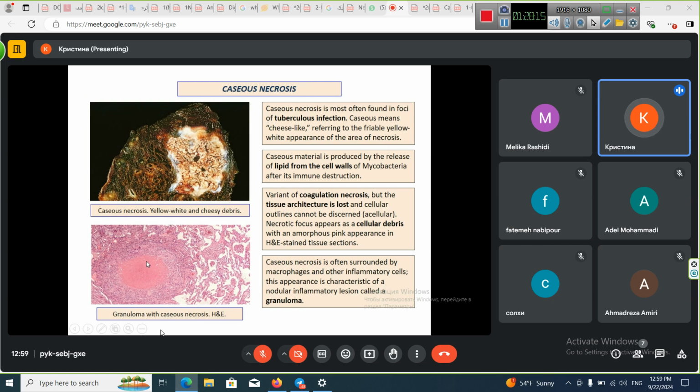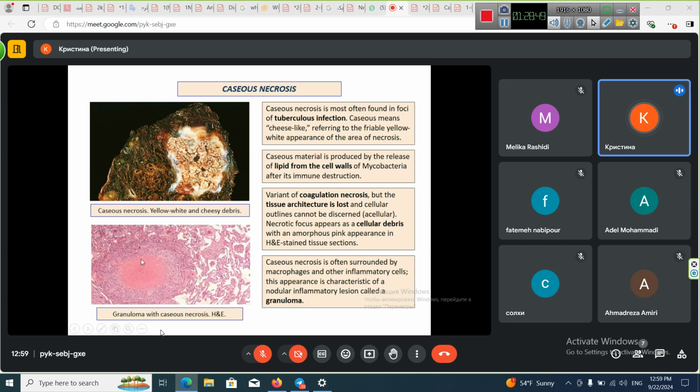The area of necrosis is here. It is equally pink in color, and no cell nuclei are present here because all the cells are dead. And it is surrounded with macrophages and other inflammatory cells. All this appearance is characteristic of a nodular inflammatory lesion called a granuloma. So this oval-shaped structure is called granuloma with caseous necrosis.